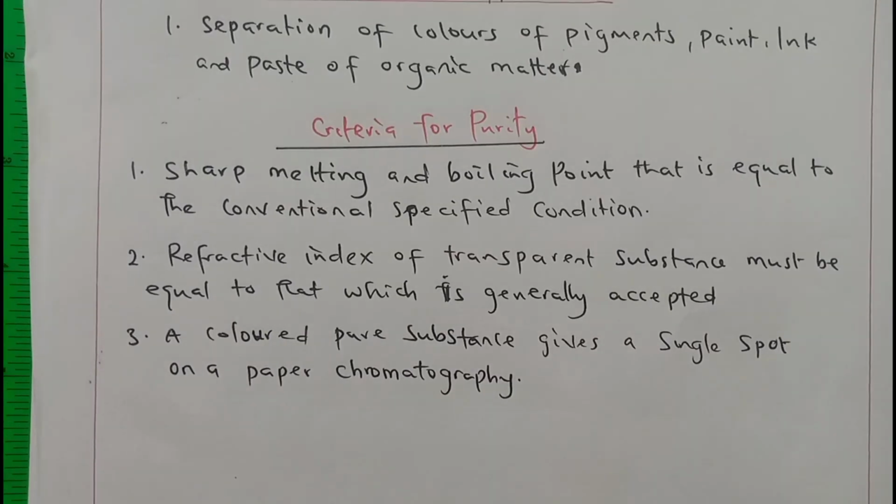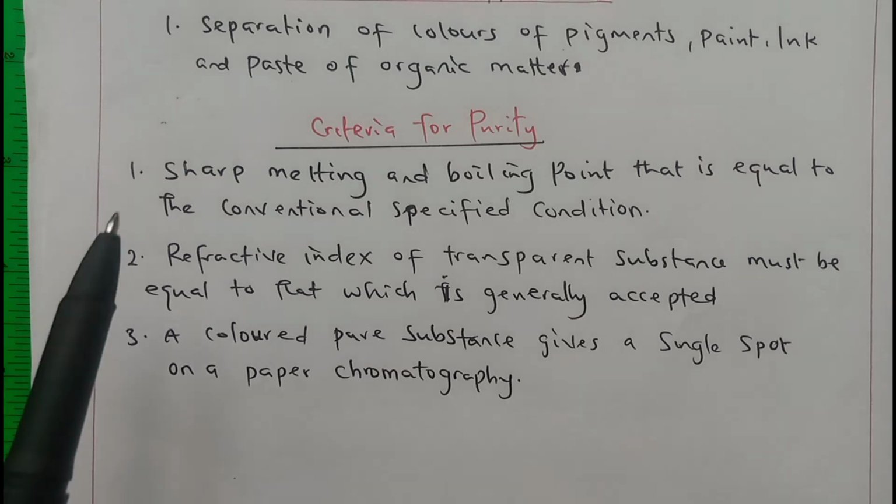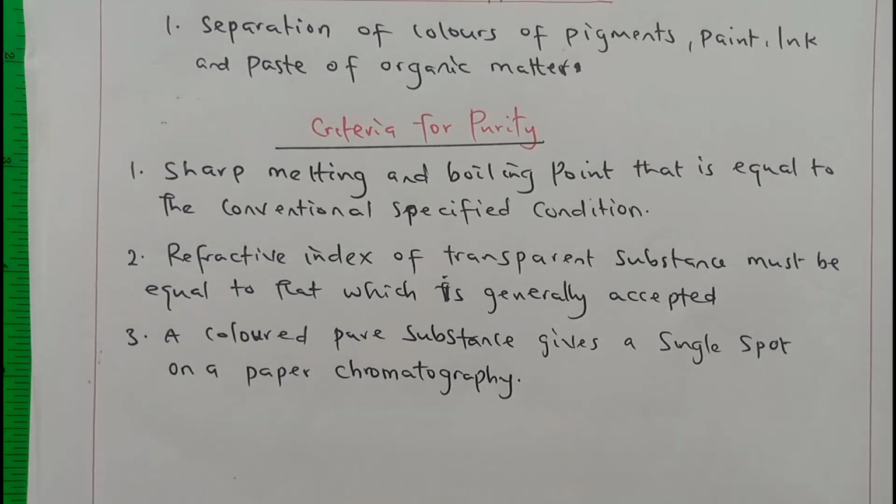These three things are criteria for us to say that this is a pure substance. One, it must have a sharp melting and boiling point. If it is solid, it must have a sharp melting point. If it is liquid, it must have a sharp boiling point. Hope you get that. Refractive index is actually mostly for transparent substances. We use it to know that if the refractive index is not equal to that which is recorded in a table under a certain condition, it is wrong. A colored pure substance, if you check in the chromatography, remember we just discussed chromatography, and the color is not exactly giving us a single spot, then we know that this is not a pure substance.